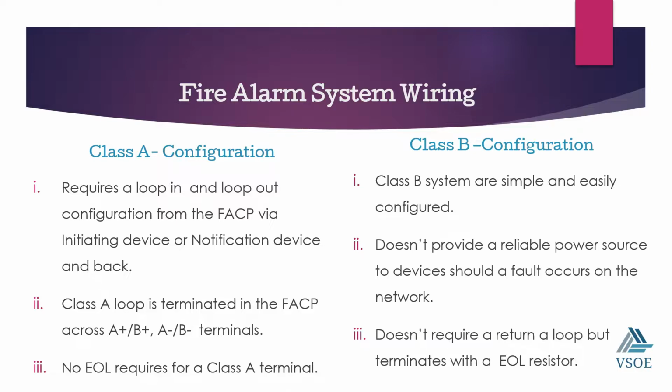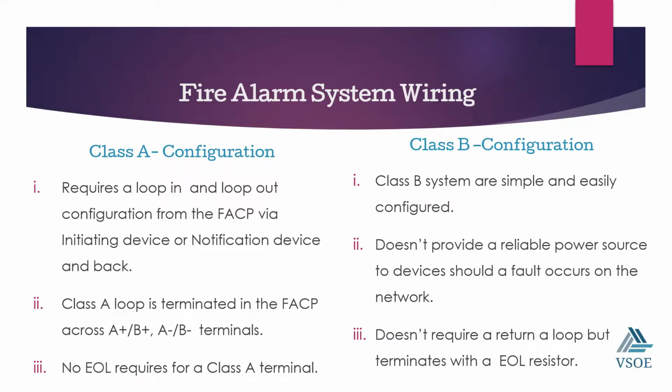All right, so a loop is terminated across an input terminal, the A plus or A minus terminal. Basically, we create this loop for consistency to ensure that power is stabilized across the devices. All right, so a closed loop ensures that we have a reliable power source between the devices.